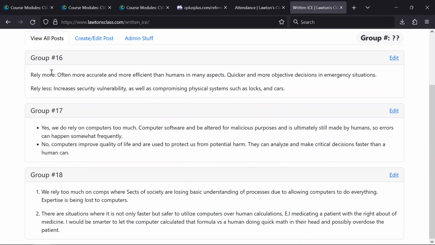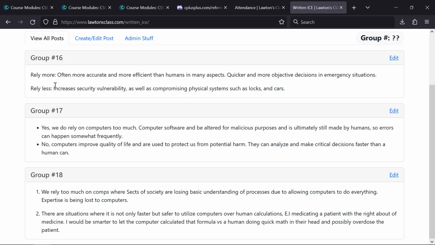Group 16. Yeah, we maybe should rely on computers more because they're very good at doing math, right? They're very good at computation. For the things that they can do well, they do it very quickly, much faster than any human could. And so I like that idea, more objective decisions, because there is the human factor. Maybe computers, technically, could be programmed to be more objective about things because they're not best friends with anybody. They're not getting more money if they do one thing a certain way. So that's a very interesting argument.